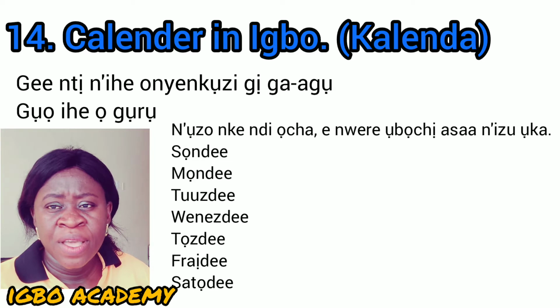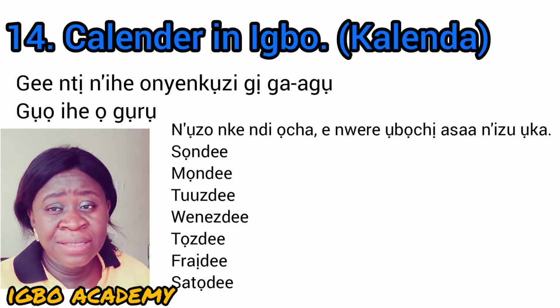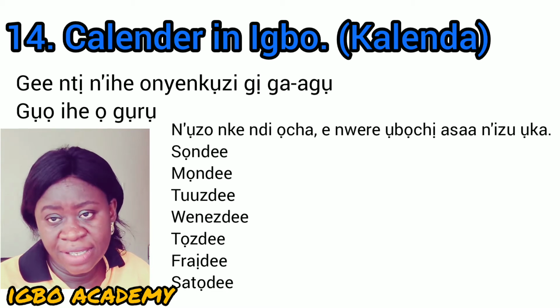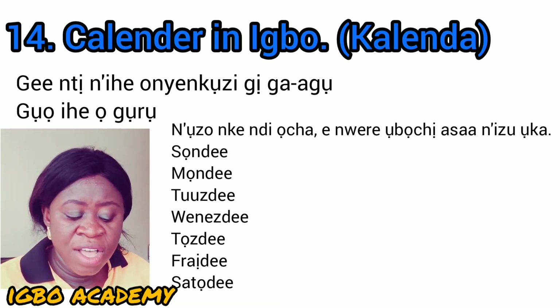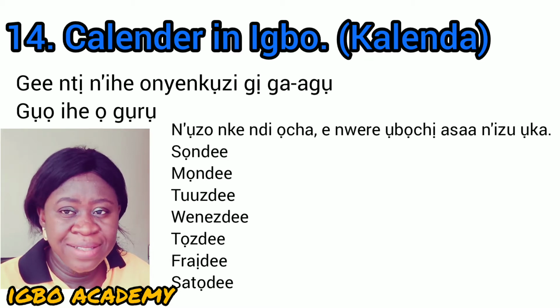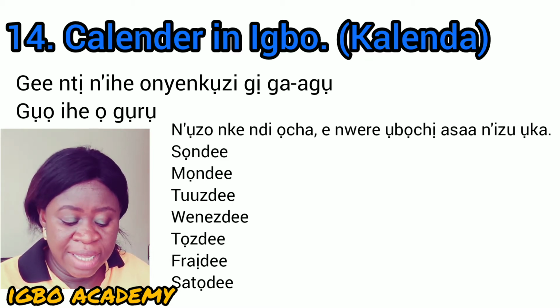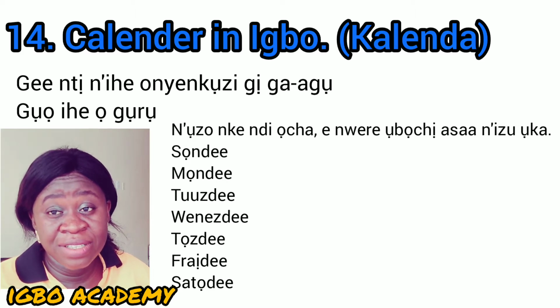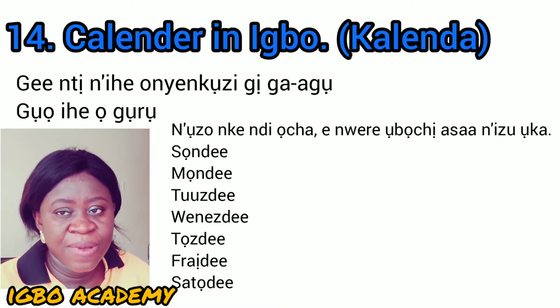From the white man's own counting of days, we all know that we have 7 days in a week, and they are Sunday. I'm writing it now in Igbo language, how it is written in Igbo language. Sunday, Monday, Tuesday, Wednesday, Thursday, Friday, and Saturday. The pronunciation is still the same thing, but the spellings are different.